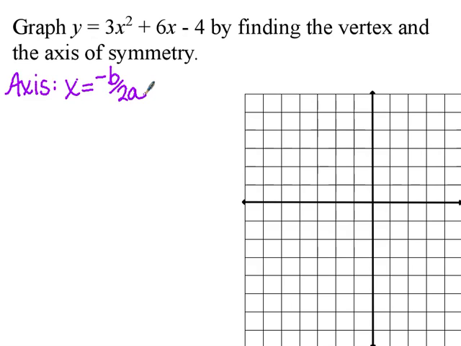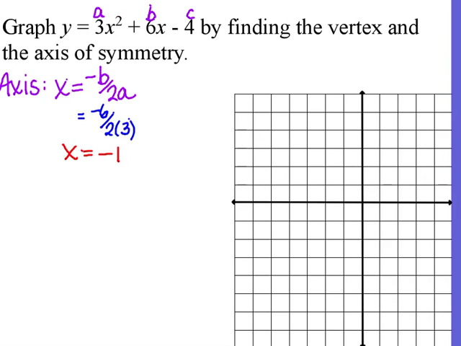What's a? 3. What's b? 6. What's c? -4. So here, in my problem, -b over 2a will be -6 over 2 times 3. So what does x equal, folks? -1. Nice job. So I'm going to go ahead and put a dashed line at -1.